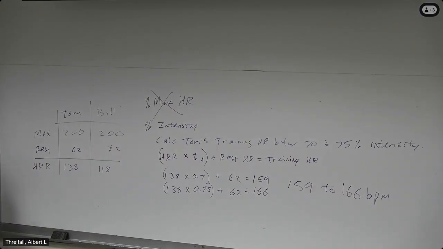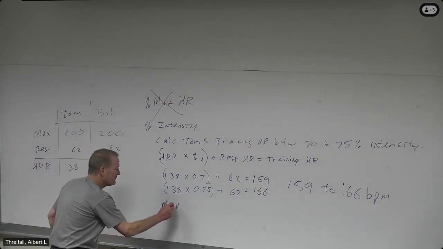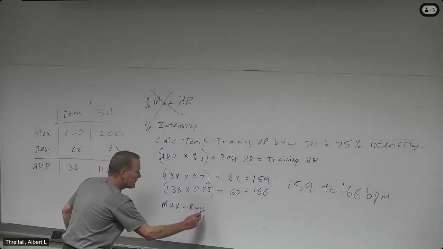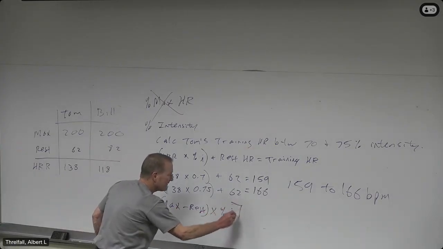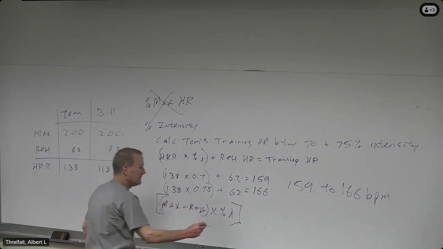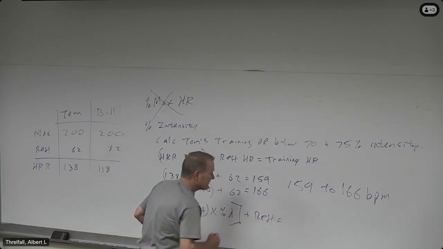Now I want you to understand the formula. Heart rate reserve times percent intensity. Where did we get heart rate reserve? Hint. Max minus resting. So let's expand the formula. So we have maximum minus resting, times the percent intensity, then you add the resting back to it.